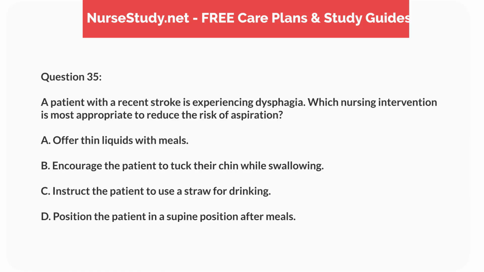Question 35. A patient with a recent stroke is experiencing dysphagia. Which nursing intervention is most appropriate to reduce the risk of aspiration? A. Offer thin liquids with meals. B. Encourage the patient to tuck their chin while swallowing. C. Instruct the patient to use a straw for drinking. D. Position the patient in a supine position after meals.